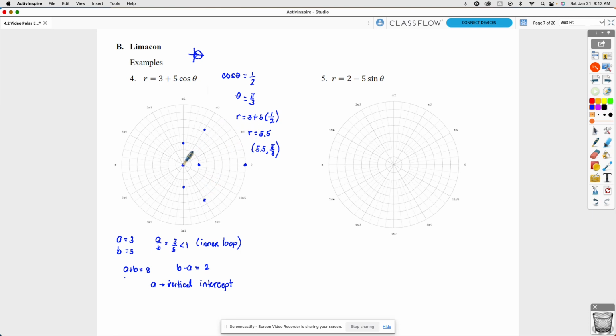Okay, let's start with the inner loop. Okay, so here is your inner loop. I'm not very particular about the other points here, but you have this inner loop. And then you have the outer loop. Forgive my drawing. Okay, but there you have your limaçon.